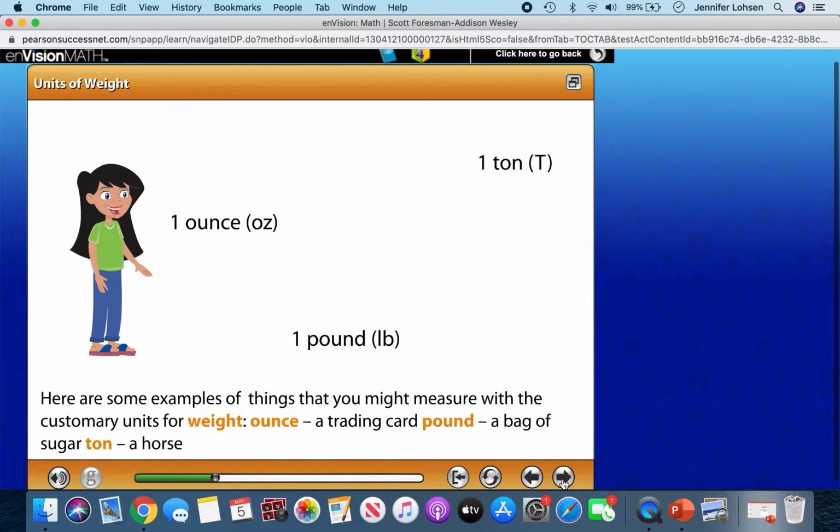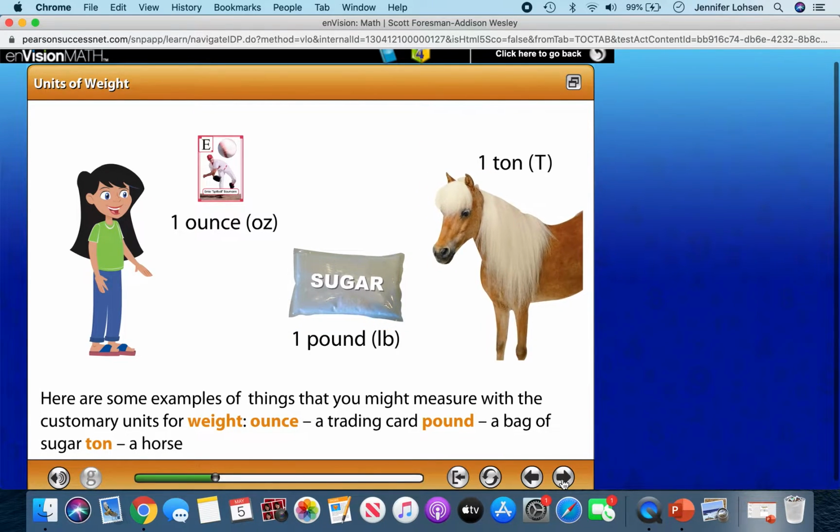Here are some examples of things that you might measure with the customary units for weight. Ounce, a trading card. Pound, a bag of sugar. Ton, a horse. Okay, so for an ounce, they have a trading card, a Pokemon card, a regular card from a deck of cards, anything like that would be that equivalent. Sugar comes, I think, in a 2 or 3 pound bag, but they're saying that would be near a pound. And a ton, you can think a horse. A horse is a really large animal that would weigh about a ton.